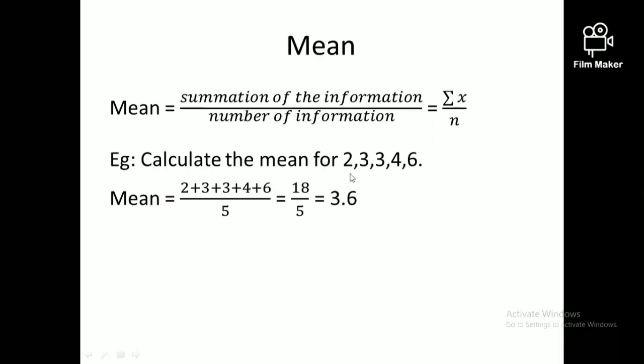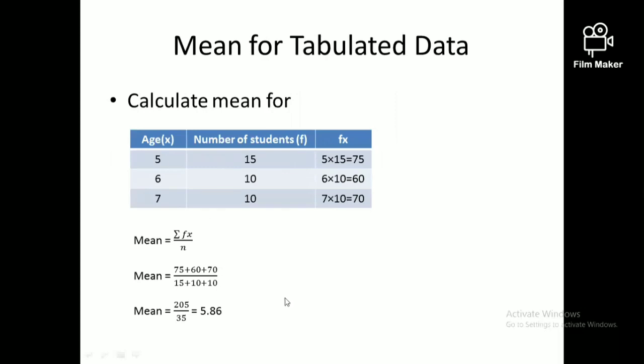How many pieces of information are there over here? There are 5. So simply you can add them together and divide by 5. You can obtain the average or mean mark for this. That's the way of calculating mean, right? For example, if you have some tabulated information, how do you calculate the mean value for that?